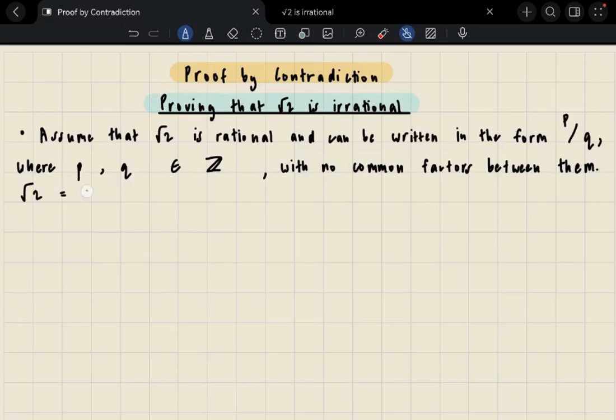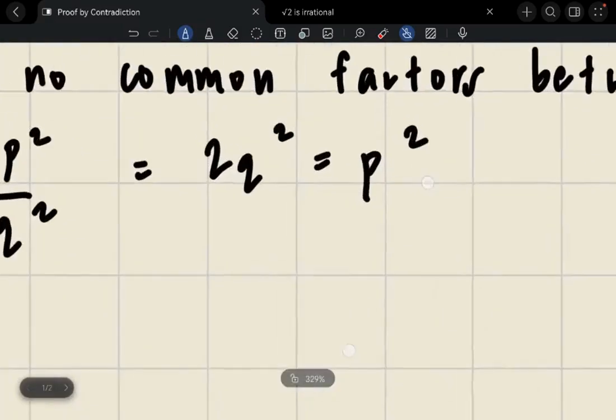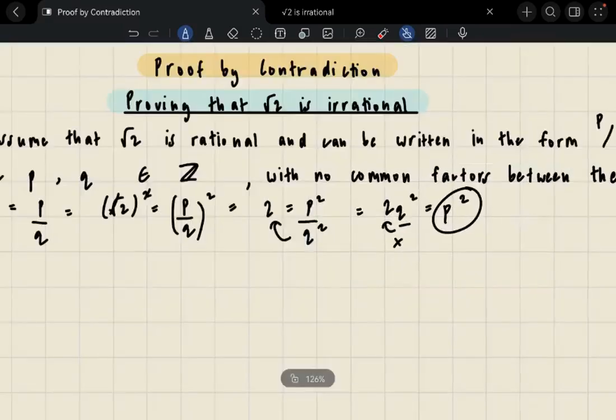Square root of 2 is equal to p over q, and I'm going to square both sides. So square root of 2 squared equals p over q whole squared, and then the square root and squared gets cancelled, so I'm left with 2 equals p squared over q squared. I'm going to bring the q squared to the left side and get 2q squared equals p squared, and now I can see that because the q squared is multiplied by 2, that's showing me that p squared is actually even, right? Since any number multiplied by 2, basically any multiple of 2, is even.